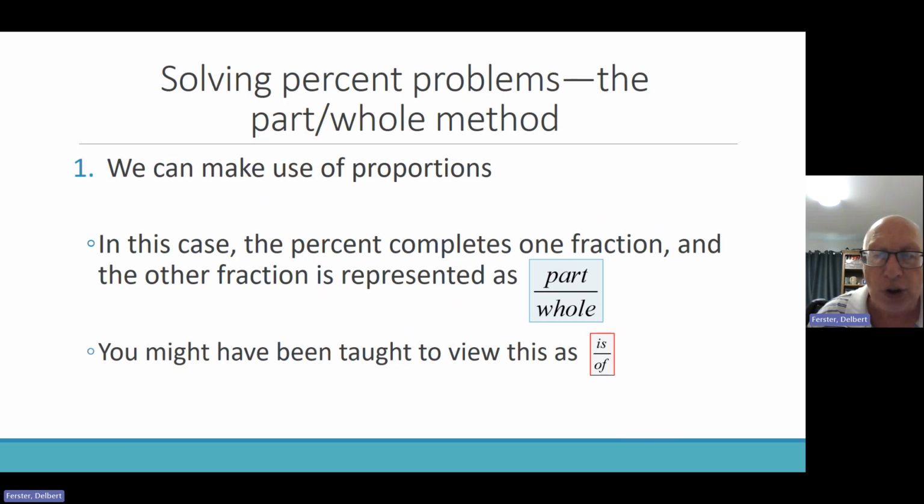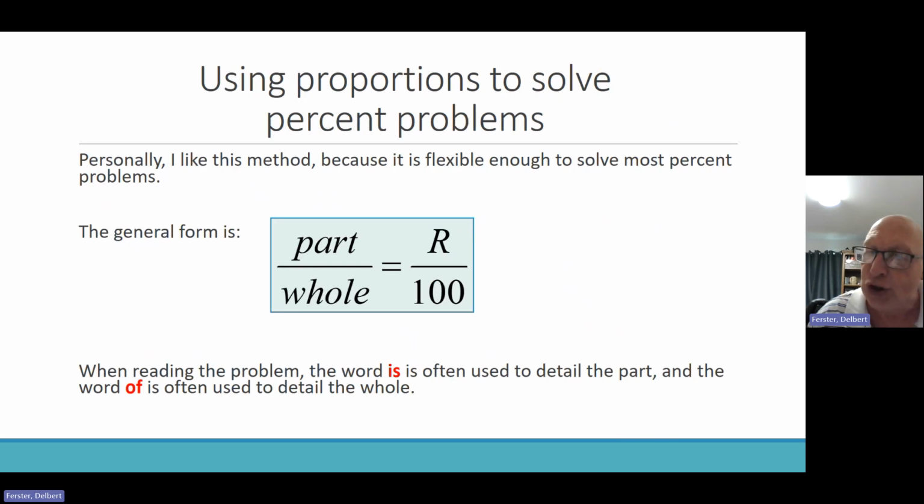If you're doing proportions, one of your fractions will represent part over whole. And some of you were taught in the past when you read the problem to look for the words is and of. And the number that hangs out with the is tends to be the part, and the number that hangs out with the of tends to be the whole or the total. Your other fraction relates to percent, so your denominator on it will be 100, right? Because that's what we've got for percent, out of 100. So there's your general form if you want to look at a proportion solution for these problems.